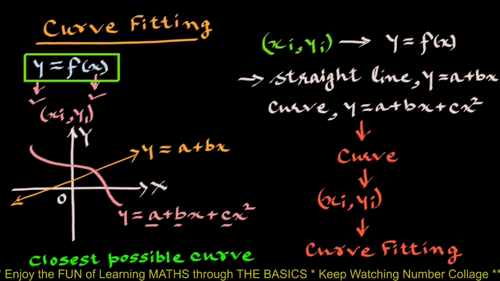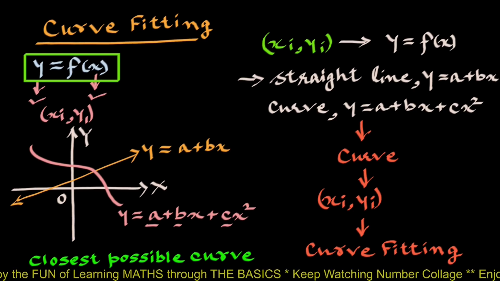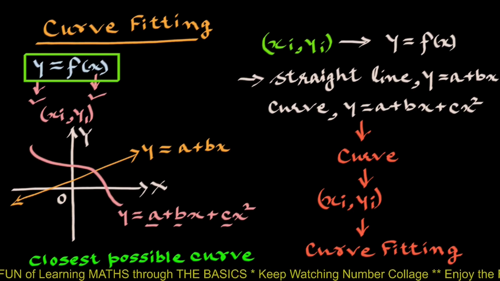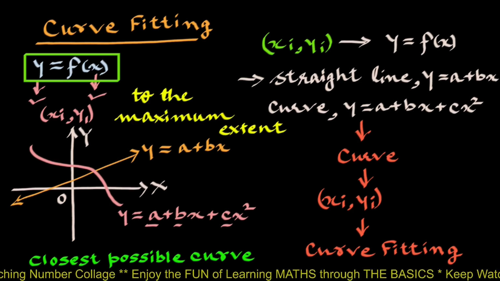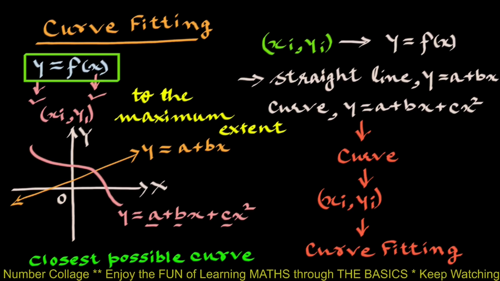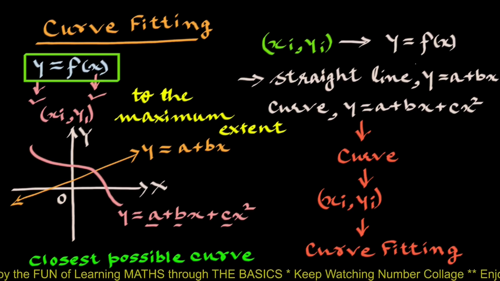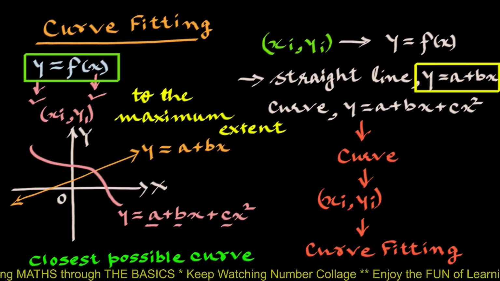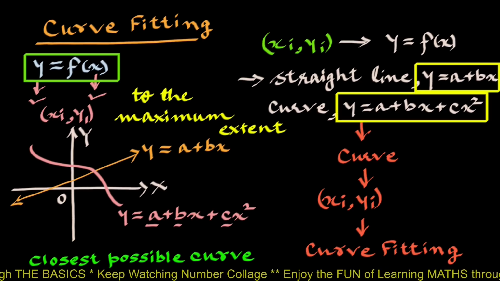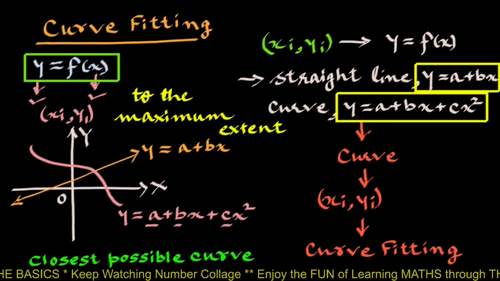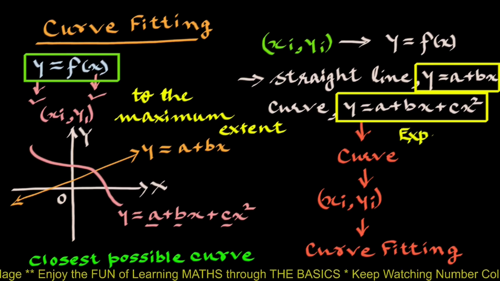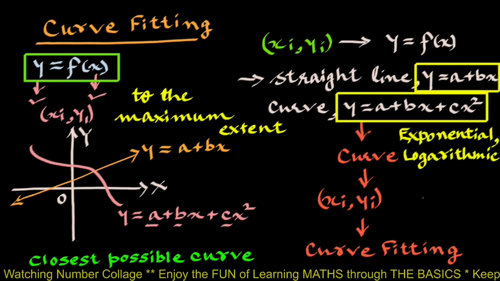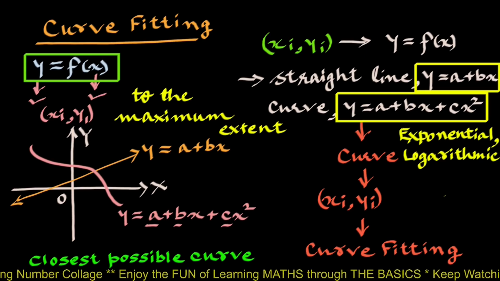The curve so obtained does not pass through all the given points, but it is close to them to the maximum extent. The relation in general is assumed to be a linear function y equals a plus bx, or a parabolic function y equals a plus bx plus cx square, or even exponential or logarithmic. Let us learn more about this in detail.